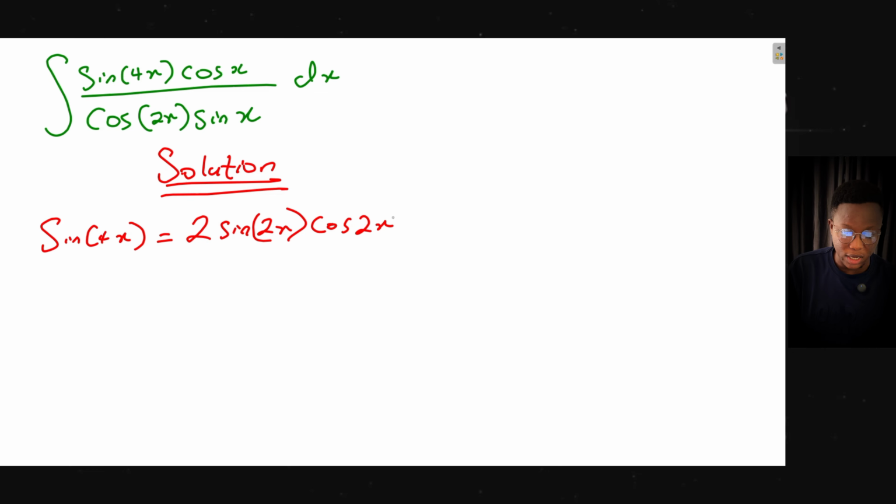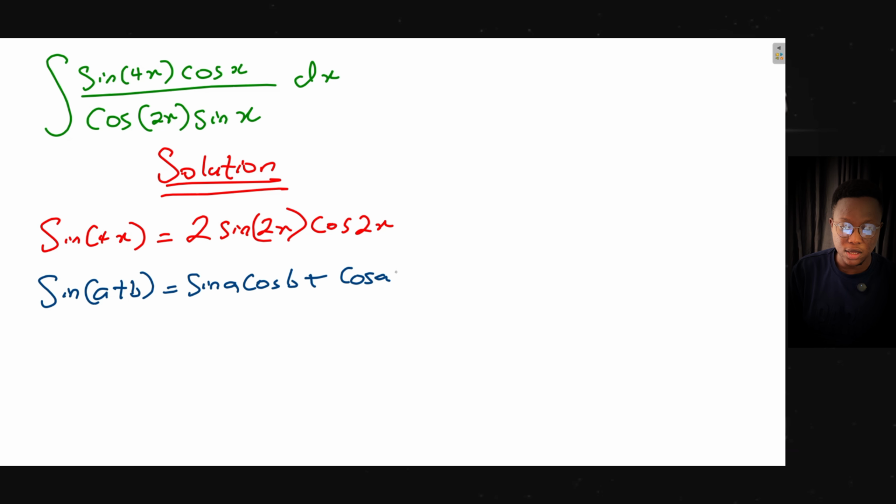cos 2x. And why is that? The reason is that sine (a plus b) can be rewritten as sine a cos b plus cos a sine b. This is a basic trigonometric identity.